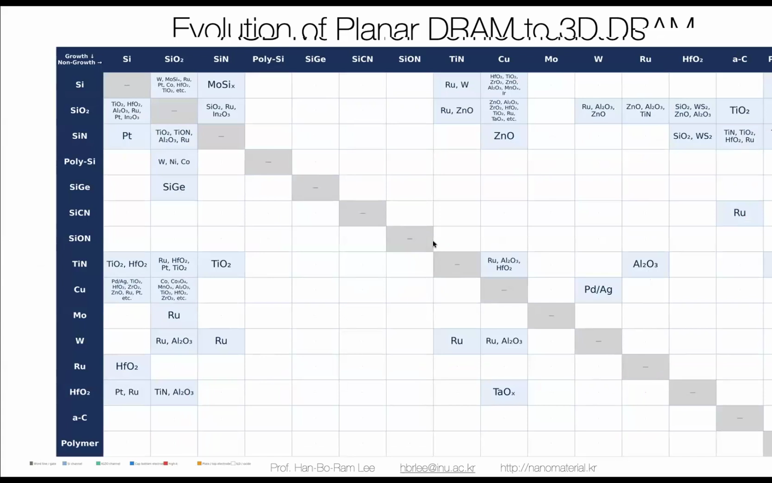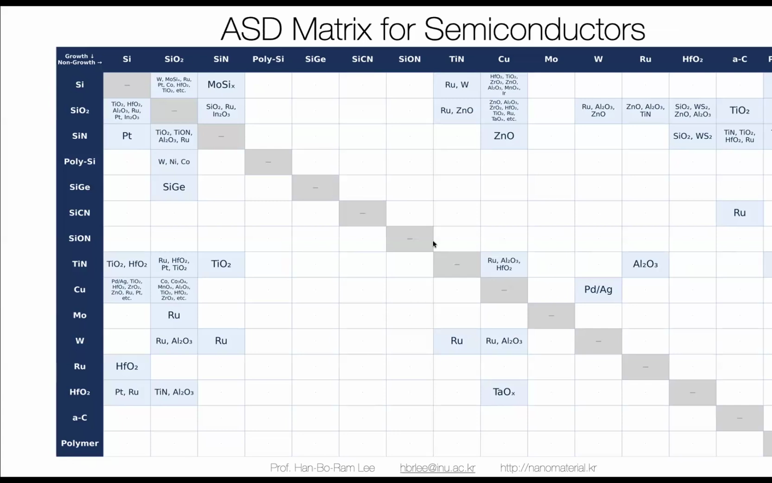And I made this ASD matrix table because there are not too many materials used in the silicon industry. So mainly they use silicon oxide, nitride, titanium nitride, aluminum oxide, and then copper, moly, lithium, tungsten. But recently they are keenly focused on silicon carbon nitride or silicon oxynitride. Those materials are very useful for that, but no one has researched selective growth on these surfaces.